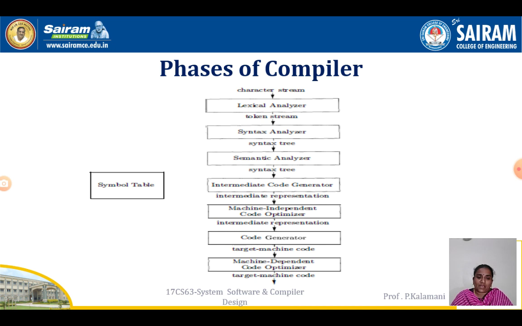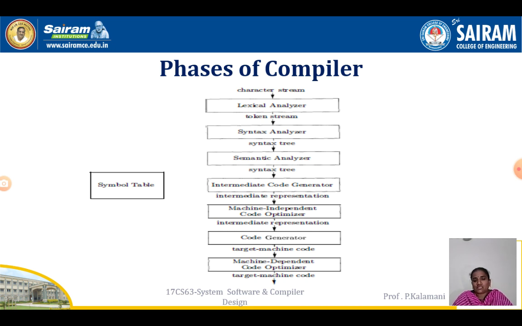The first phase of the compiler is called the lexical analyzer. It takes the source character stream as an input and generates the stream of tokens as an output. That token stream is given as an input to the syntax analyzer. It checks the grammatical structure of a program and generates a syntax tree as an output. That syntax tree is given as an input to the semantic analyzer. It takes care of type conversion and type checking, and gives the modified syntax tree as an output after type conversion.